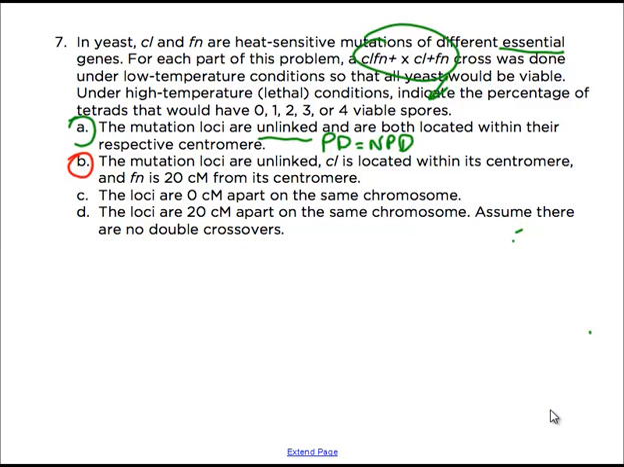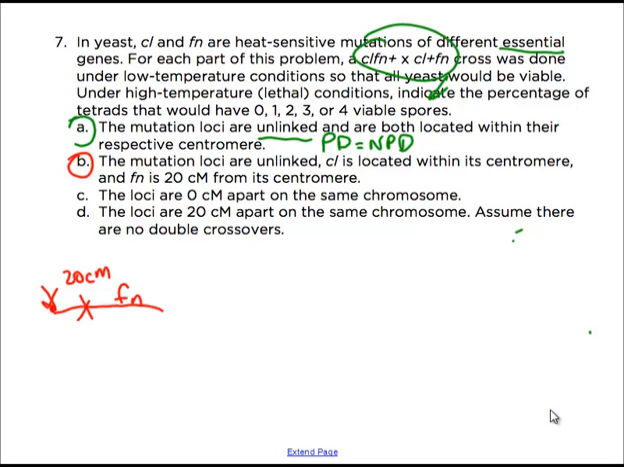How about B? The mutation loci are unlinked. Okay, CL is located within its centromere, but FN is 20 centimorgans or map units from its centromere. So again, we can't go into all the details about this, but if FN is 20 centimorgans from its centromere, that means a certain amount of crossovers are going to occur in that interval as the cross is set up.